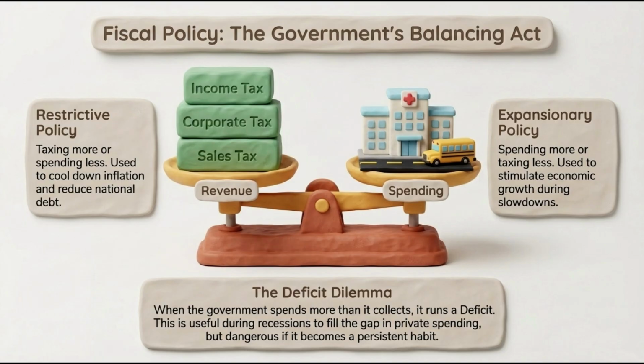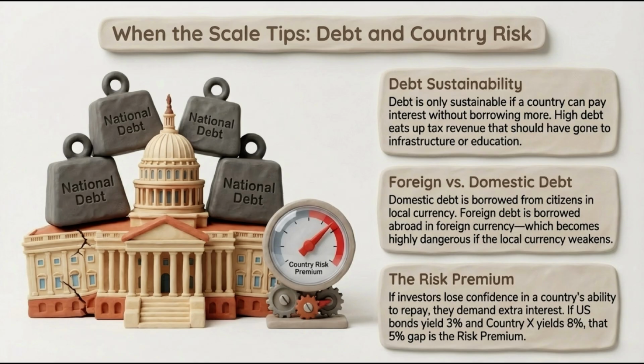The government collects revenue through income, corporate, and sales taxes. If the government spends more than it collects, it runs a deficit. While deficits are useful during recessions to fill the gap in private spending, they can be dangerous if they become a persistent habit. When the scale tips too far towards spending, we face the issue of national debt.